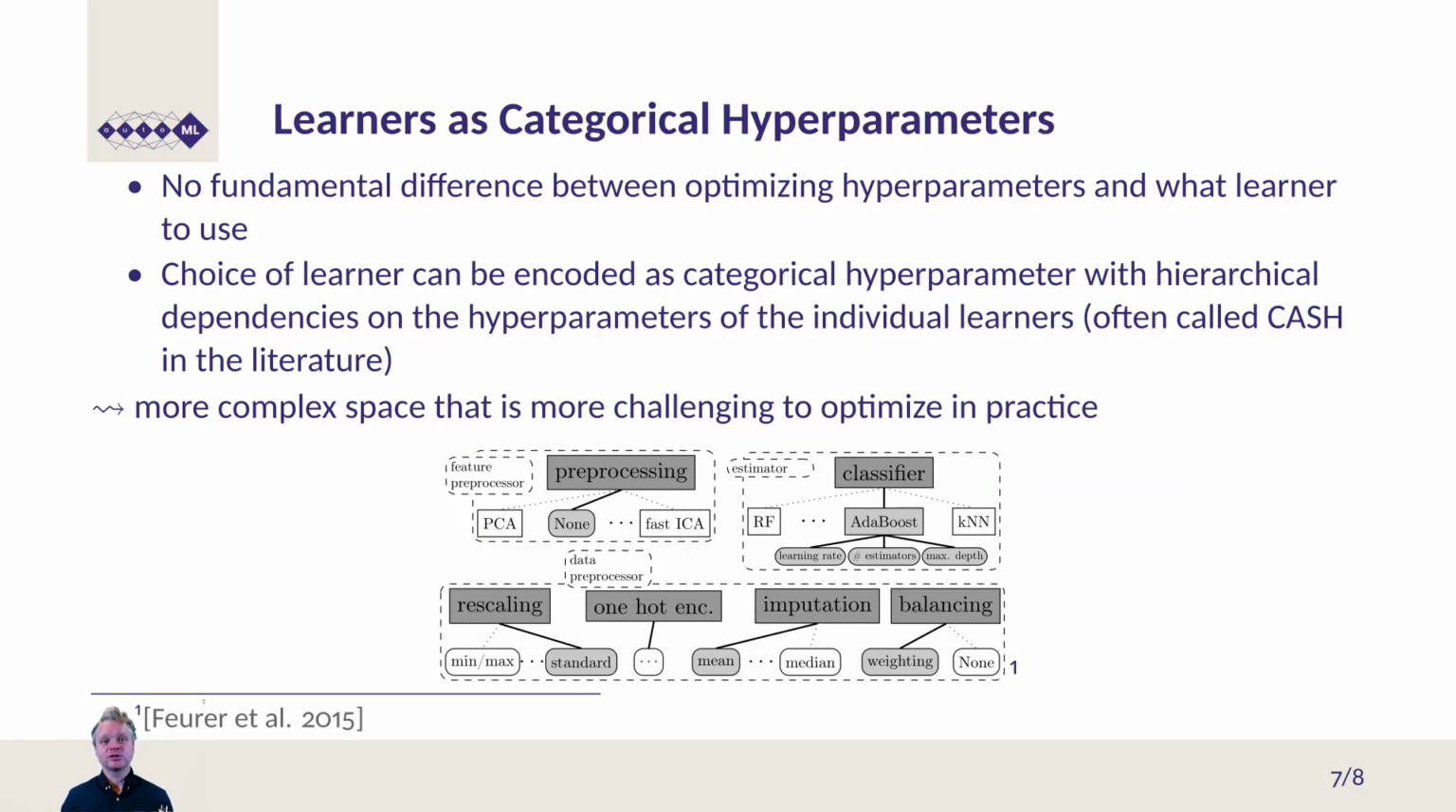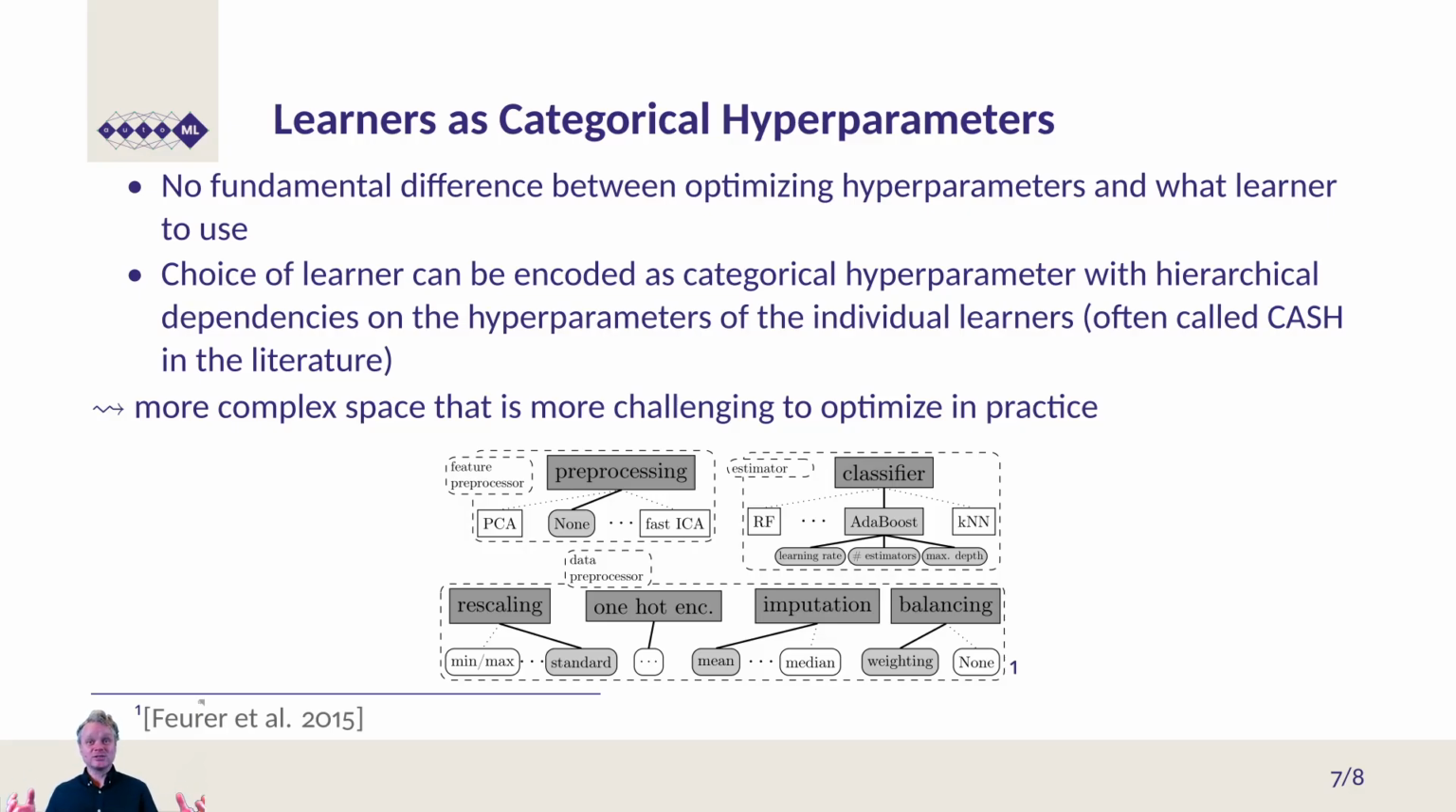The extension of this would be to look at learners themselves as categorical hyperparameters, because you might want to not only optimize the hyperparameters for a particular learner, but you also want to know which one is actually the best learner. That can also be non-obvious for a given data set, and if we start optimizing, well, why not optimize this as well? Now the good news is that there's no fundamental difference between optimizing the hyperparameters of a learner and what learner to use.